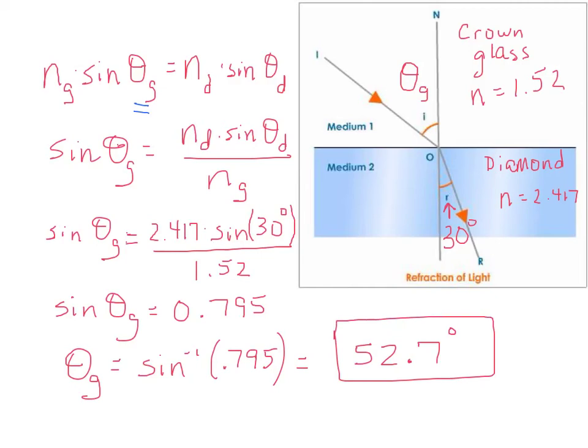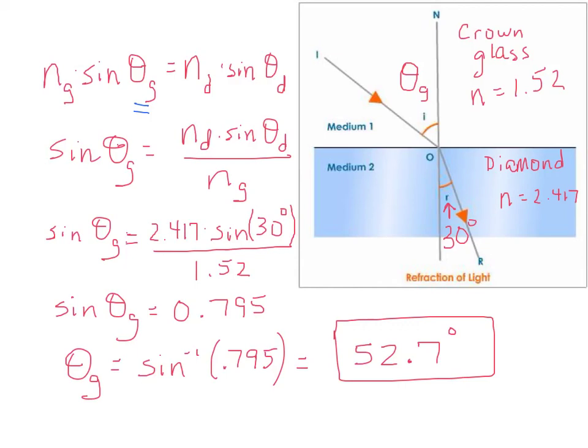Now, I always suggest, as does Mr. Henderson on the Physics Classroom website examples, that you check to make sure that your answer is reasonable given what you know about the refraction of light. In this case, we are going from a material that is less dense to a material that is more dense. That's going to cause the light wave to slow down as it enters, and that always causes a bending towards the normal, which means back in the crown glass we have to have a bigger angle than we had in the diamond. And of course 52.7 is a bigger angle than 30 degrees.